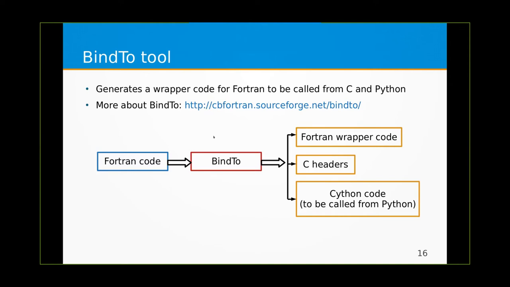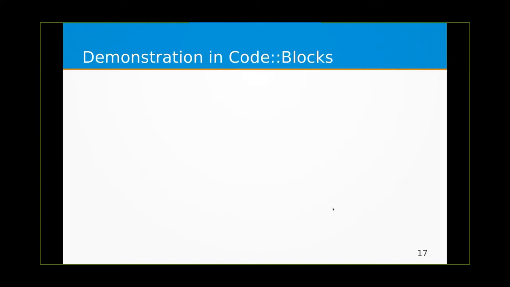And what you make it wraps Fortran code and generates a Fortran wrapper code, which enables us to call Fortran from C language or C++. Additionally, it has the possibility to generate Cython code, and this Cython code can be compiled into a Python extension module, which allows us to call our Fortran code from Python. And yeah, time for demonstration.